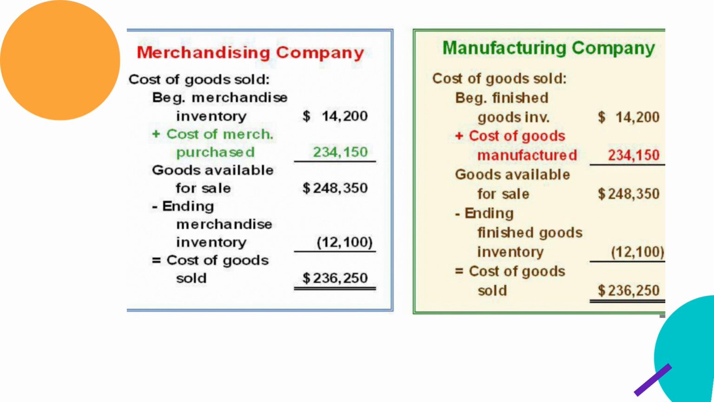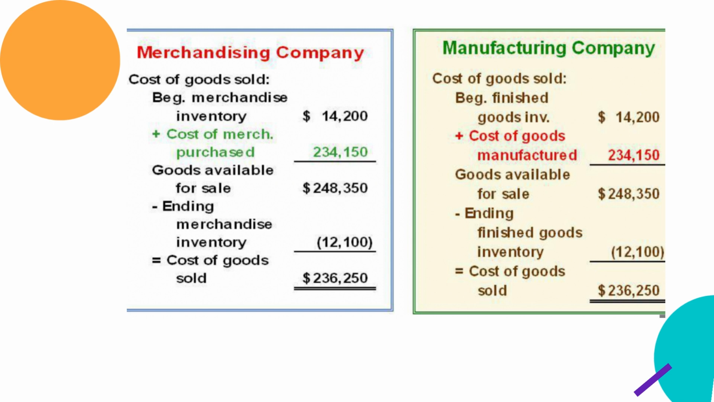The difference between the merchandise company and your manufacturing company: with your manufacturing company, you have to look at your beginning finished goods inventory account for the time period plus your cost of goods manufactured, and you're going to add those together, which will give you your goods available for sale, minus your ending finished goods inventory, which will give you your cost of goods sold. This is an example of what it looks like on the income statement for both a merchandising company and your manufacturing company.